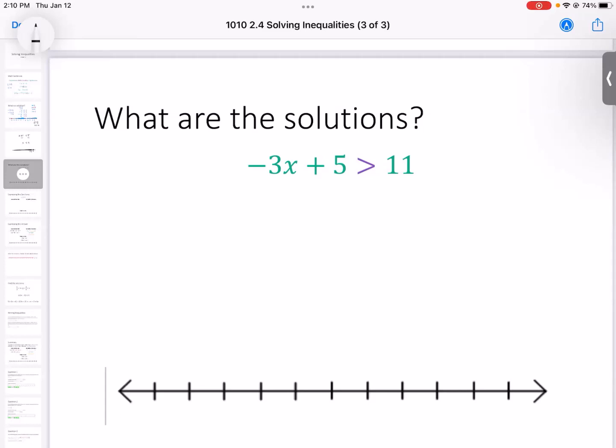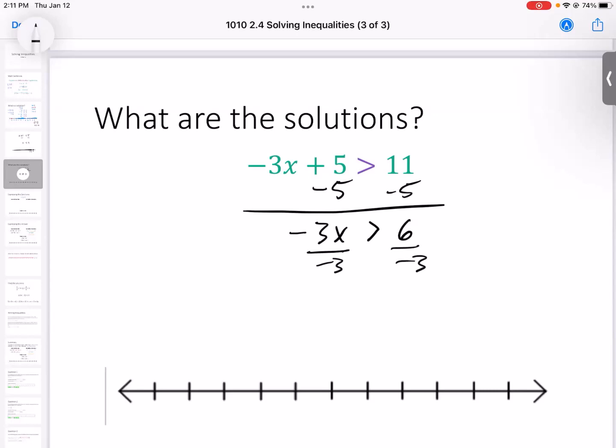Okay, so on this one, we're going to basically go through and solve the inequality just like we'd solve an equation. So I'd subtract 5 from both sides, which would give me -3x is greater than 6. And then I divide both sides by -3. And because I'm dividing by a negative, whenever you multiply or divide by a negative, I need to switch the inequality so it goes the other direction. And so my solutions, if I wanted to draw it on a number line, I'd have an open circle at -2. And then it's all of the points that are less than -2.